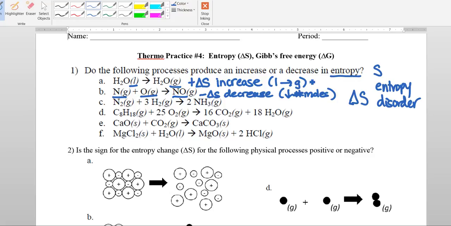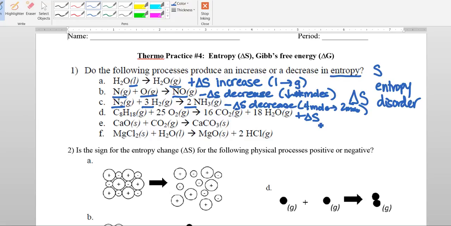So if we look at C, we go from 1, 2, 3, 4 moles of gas beforehand to only 2 moles of gas afterwards. So this is also going to be a decrease in entropy because we're going from 4 moles to 2 moles. So there's less disorder there. If you're looking at D, you go from 26 moles of gas floating around to 34 moles of gas. So there is an increase in entropy happening in D.